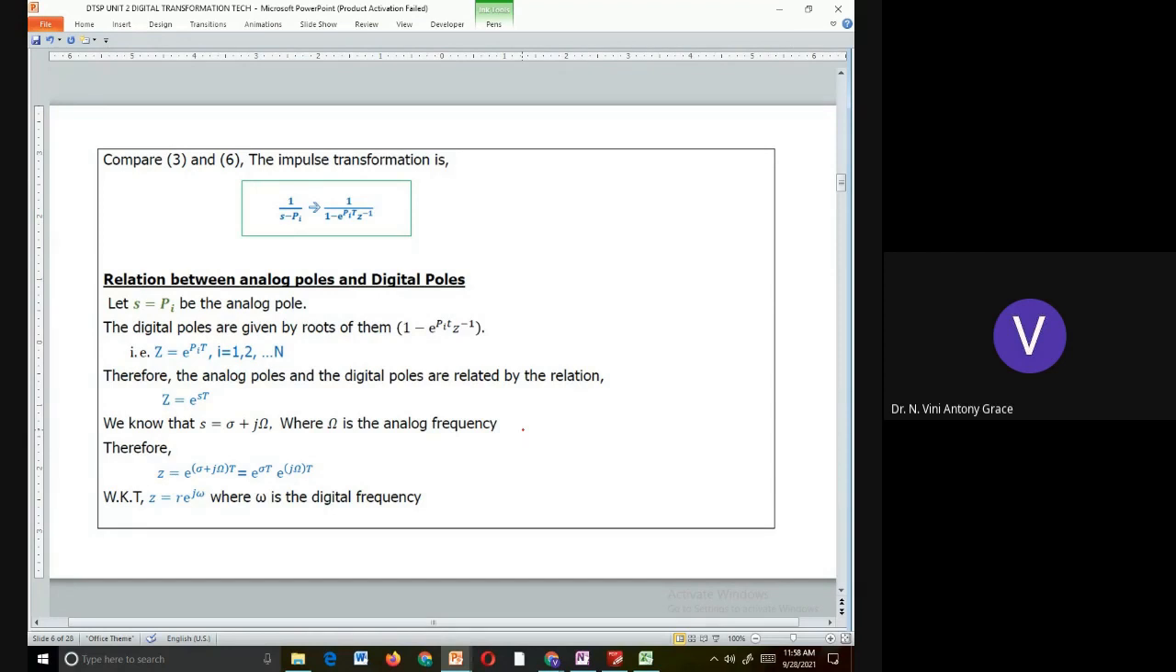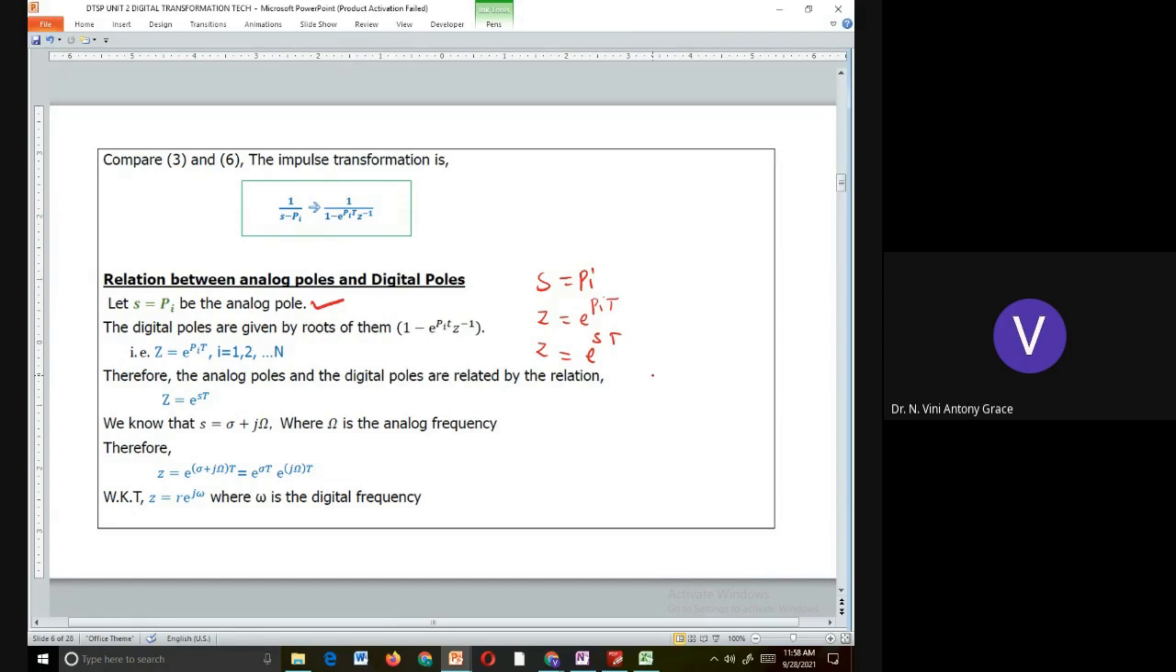Okay. We know that in analog, S is equal to pi is an analog pole. We have taken S is equal to pi. Likewise, if you simplify this, the digital pole can be written as Z is equal to e power pi T. This is the digital pole, and this is the analog pole. If we equate this to 0 and find Z, the digital pole is e power pi T. And also, since S is equal to pi, Z can be expressed in terms of S as e power ST, since this pi can be replaced as S.